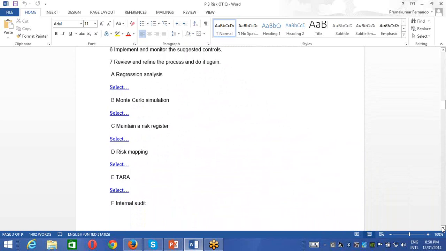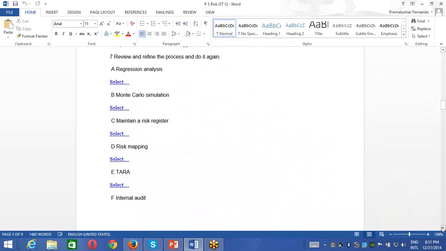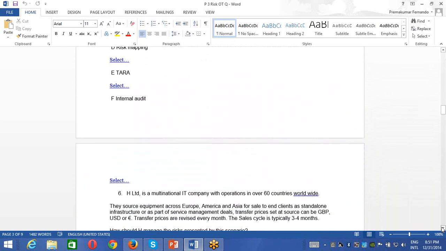So I was thinking, because the only monitor there is 6, but in 6 it says implement and monitor. Yeah, that's right. They put it up as implement and monitor the suggested control. Actually, more than the implementation, they are more of the monitoring. But yes, in this question, the answer you have to give is number 6. Sometimes the answer may not be the perfect thing, but it comes very near. We will have to accept that one.